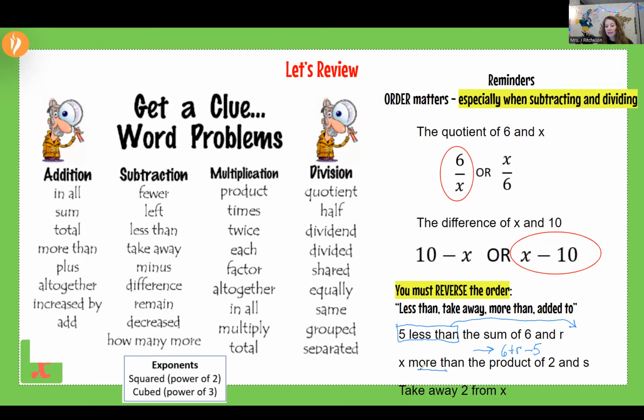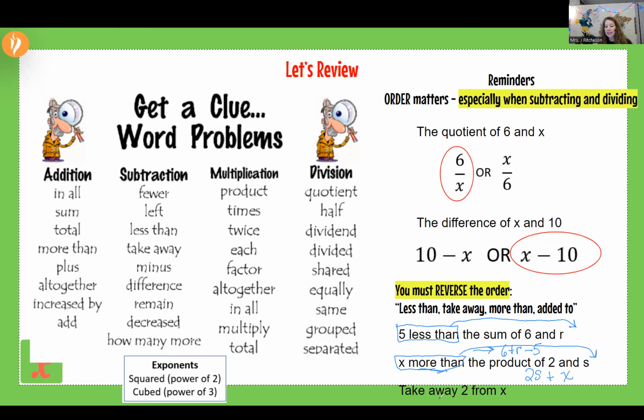Here's a more than. So I'm going to take what's in front of the more than, and I'm going to send it to the end of the phrase. So we're going to ignore it for a minute. The product of 2 and s is 2s, and then x more than that, plus x. Now, technically, since it's a plus, if I wrote x plus 2s, it's still technically correct, but we're practicing writing these in the exact right order.